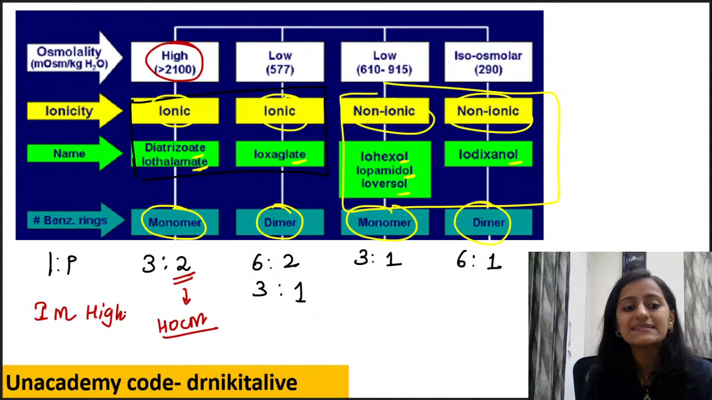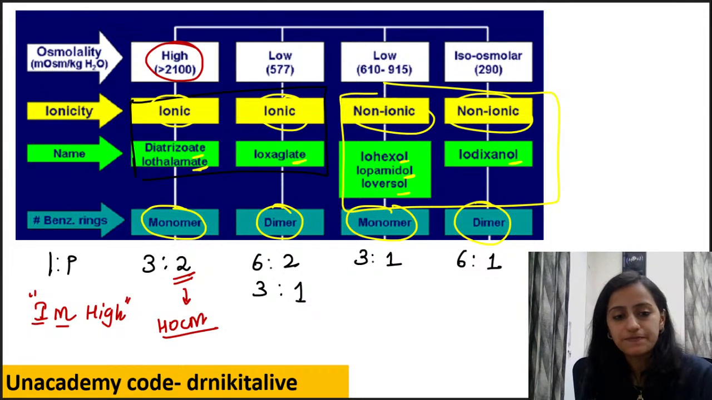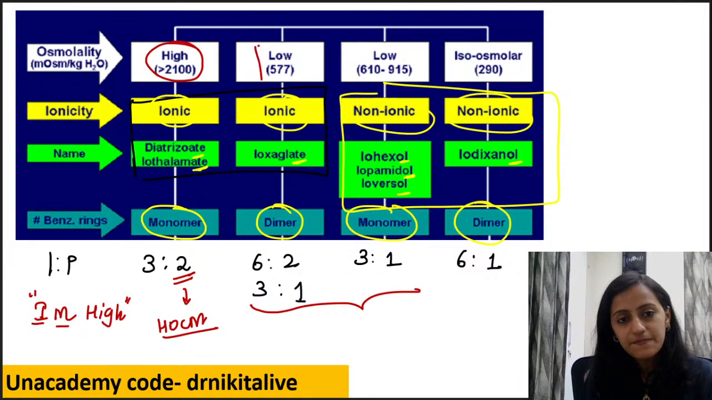You can also remember it as "I am high." I am in a high state. I am, that is ionic monomer, is high osmolar. The other ones, 3:1, 3:1, both of these are low osmolar.